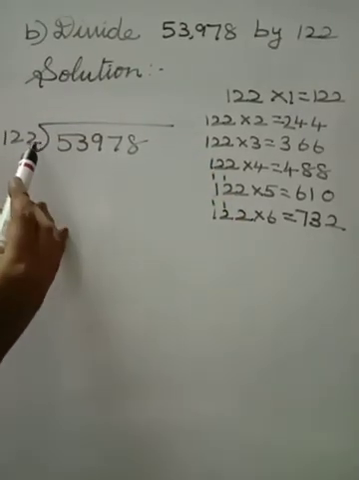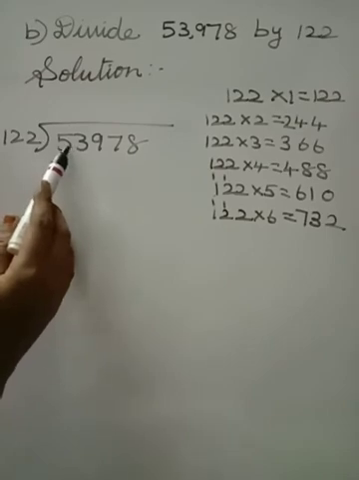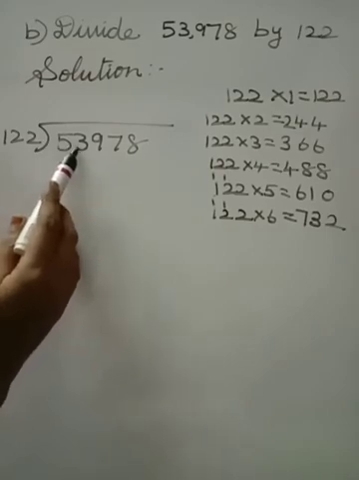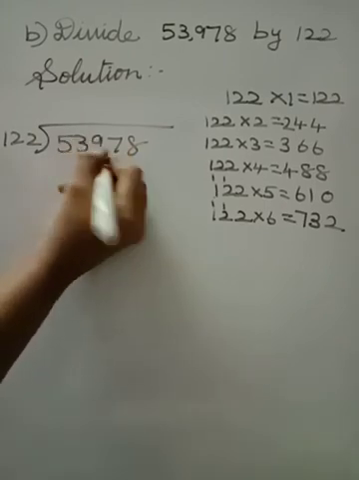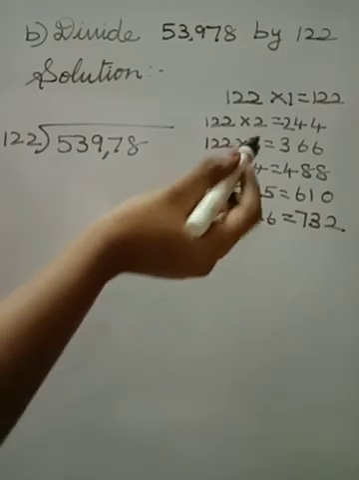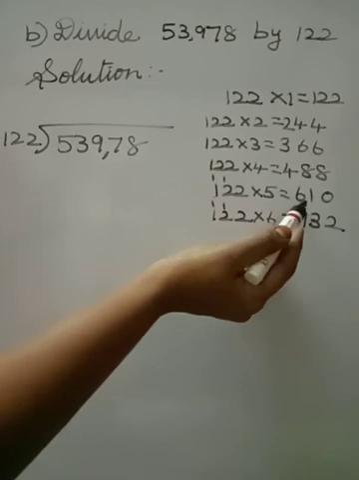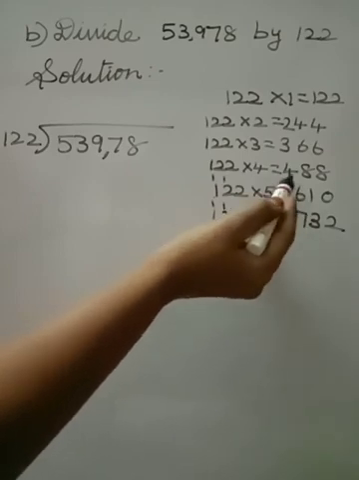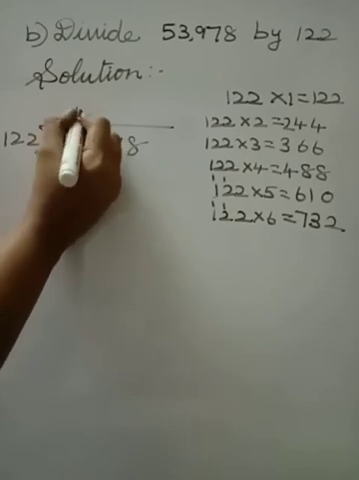Now, we want to take a number bigger than the divisor. So see here, 5 is smaller, 53 is also smaller. So we have to take 539. So we have to take 3-digit numbers. Now see here, 539, 600 is a bigger number. So the nearest smaller number is 488, which comes 4 times.